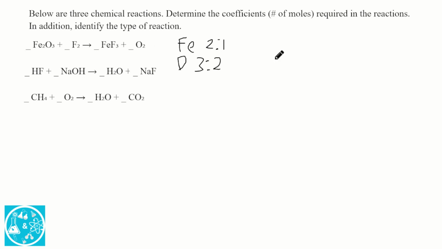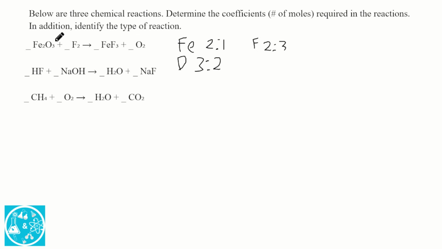Then we have fluorine. We have 2 on this side, and we have 3 on that side. And that's all of the atoms that we have. So now we're going to use this to help us find the coefficients. So let's take, for example, oxygen. Let's say there are 3 on this side and 2 on this side. So a number that satisfies that ratio could be 3 times 2, 6.